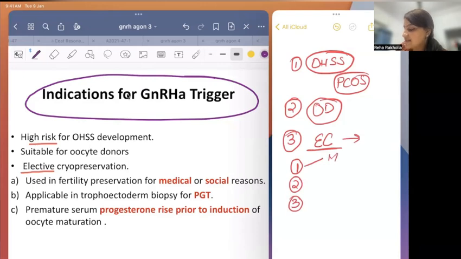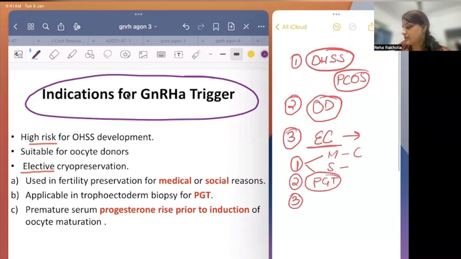First is medical cause, that is cancer related. Social cause, if someone wants to delay pregnancy for some social reason, then we also cryopreserve, and that is an indication for GnRH agonist triggering. Then it is applicable if we want to do PGT-A, pre-implantation genetic testing, because we need to cryopreserve. Why in PGT? Because sometimes it takes days for the result to come, so we cryopreserve the oocyte. So even in PGT, we'll use GnRH agonist triggering.